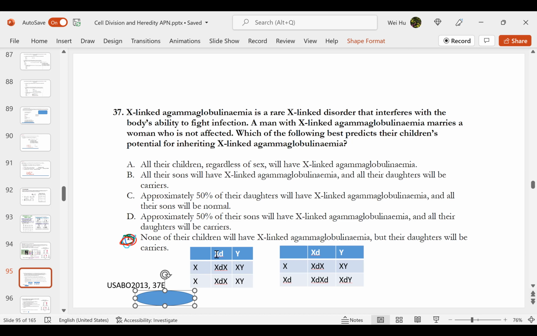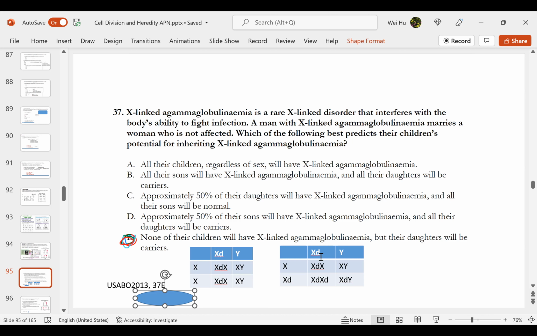So you get children here, and none of the children get the disease. All of the sons are normal because they inherited the mother's X, which is absolutely normal. As for the daughters, they do not show any symptoms, but all of the daughters are carriers, correct? So this is one situation.